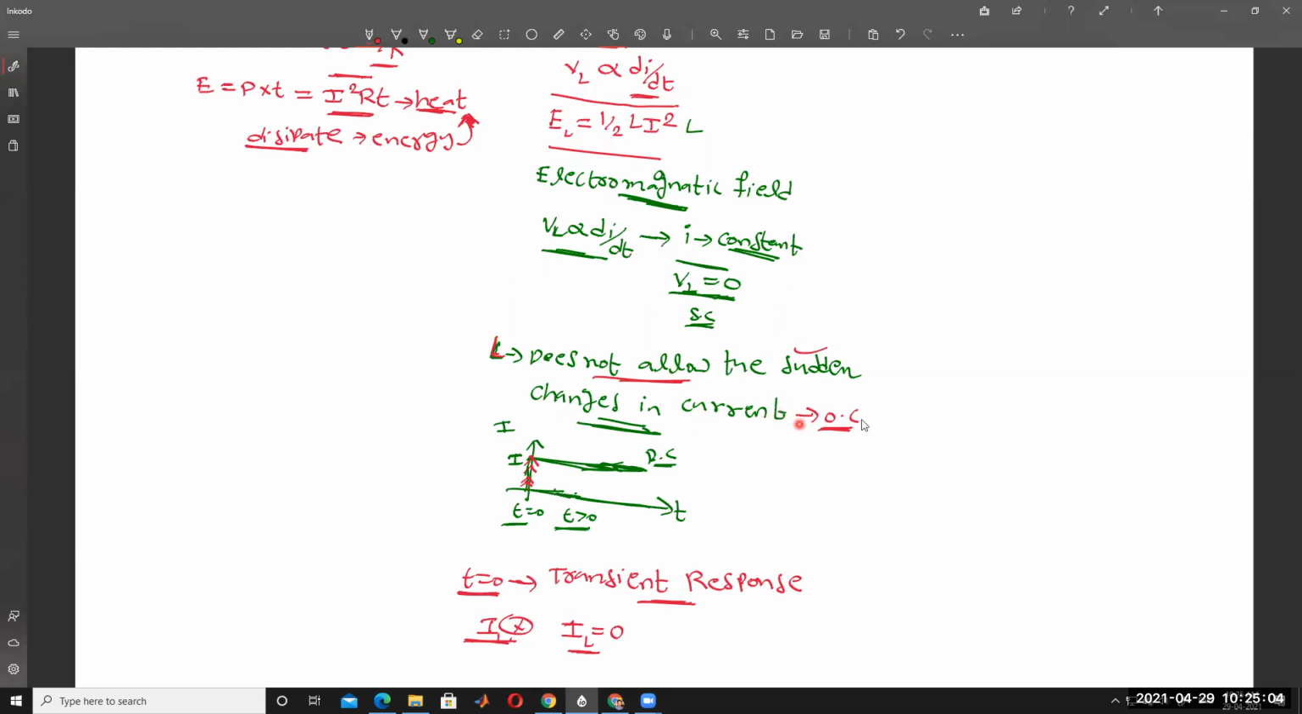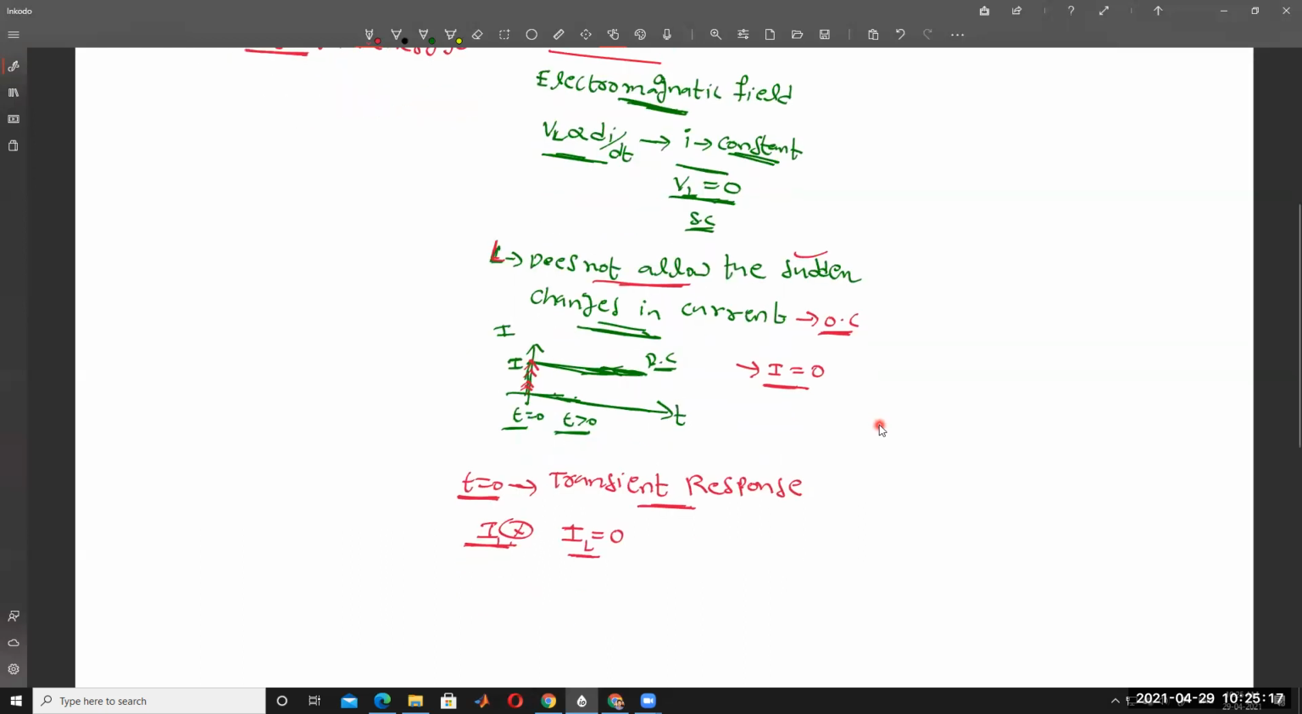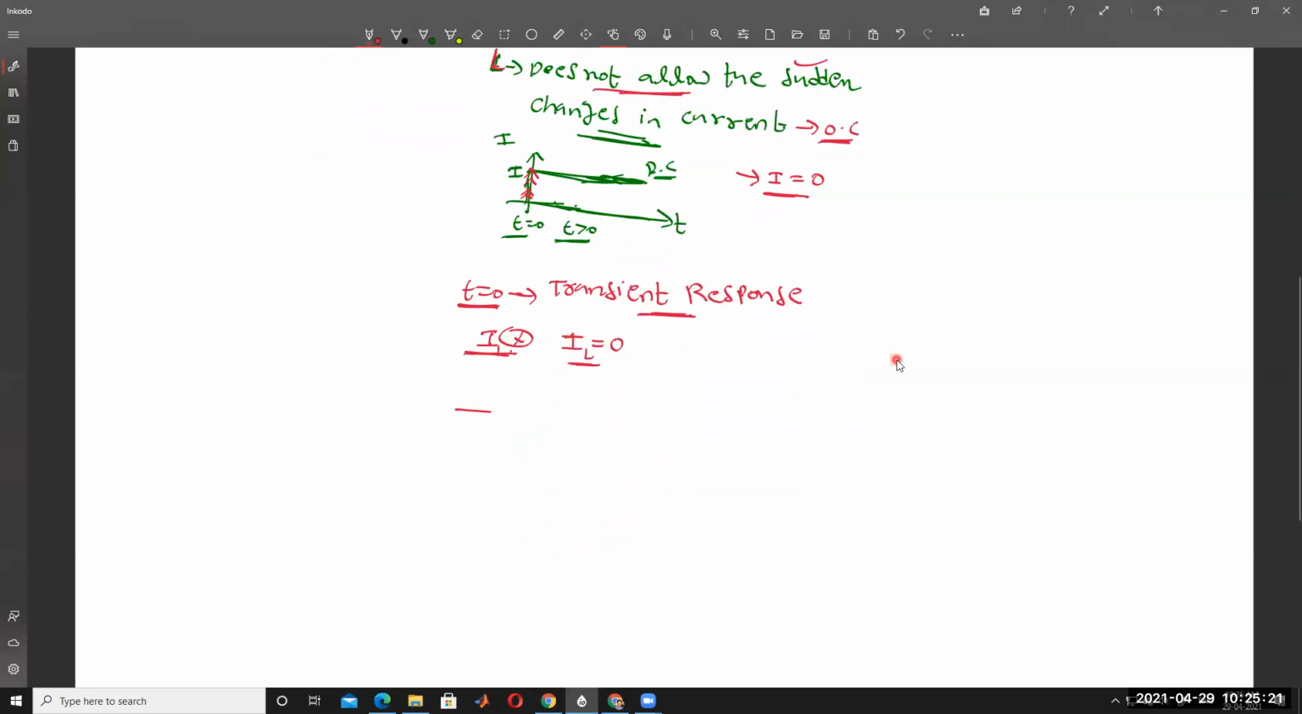current. That's why it is an open circuit. Open circuit means current is equal to 0. Current flowing through the inductor is equal to 0. That means it is acting as an open circuit. Understood? So this is the inductor, acting like this at t is equal to 0, at the instant of switching action.